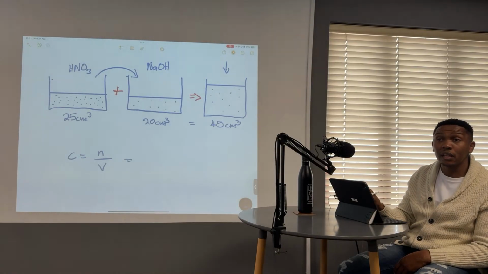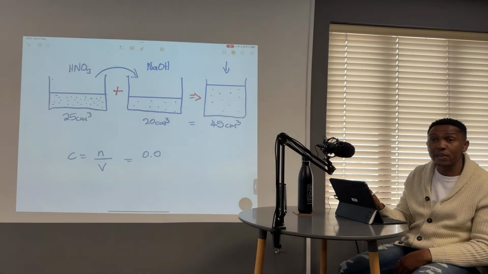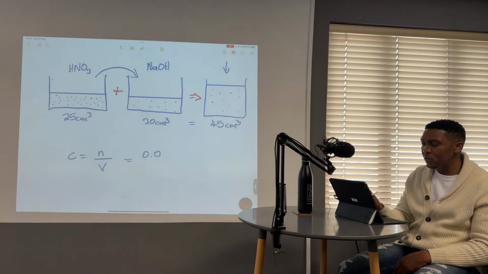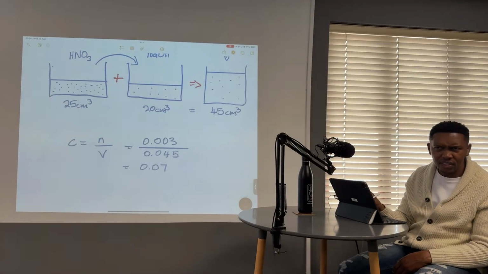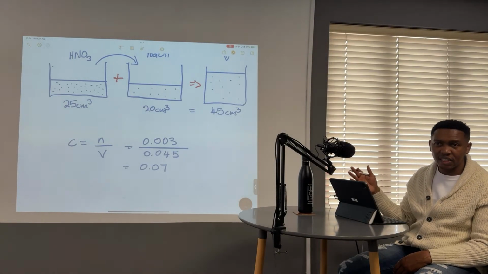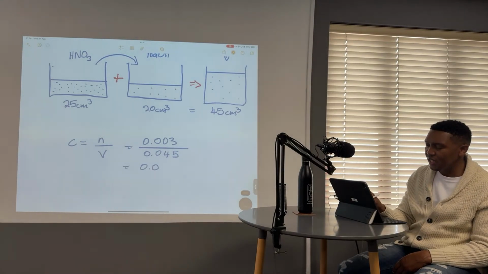Say that again. 0.07. Okay. So we said number of moles is 0.03 divided by the volume. That's 0.045 divided by 1,000. So that's 0.045. You said that gives us 0.07, rounded off to 2. Okay? 0.07. If it's not rounded off? 6 recurring. Okay, 0.666.